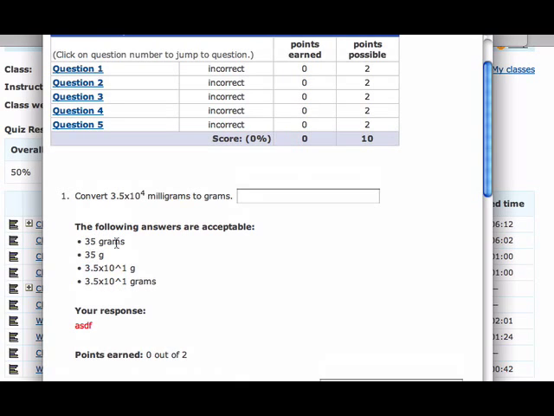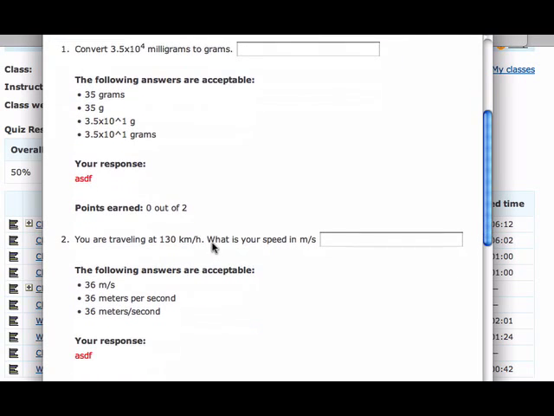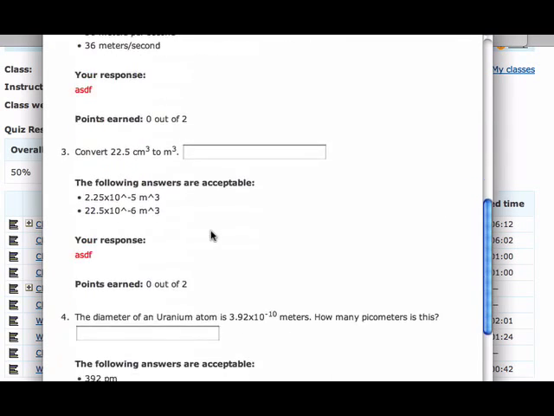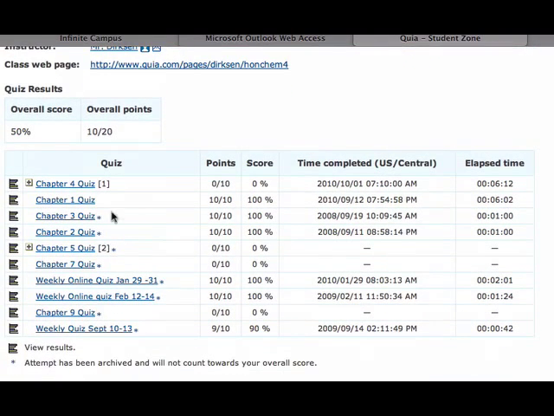So if you notice, these are different ways you could have written the same thing. My answer, which was just kind of a dummy answer, and what you earned. And then, of course, it goes through every one of those. So if you need to review any of your quizzes again, guys, you can come here to take them again, or you can come over here to actually view the results of that.